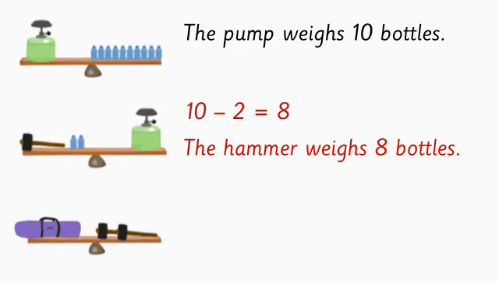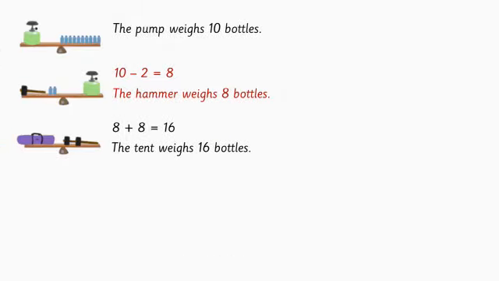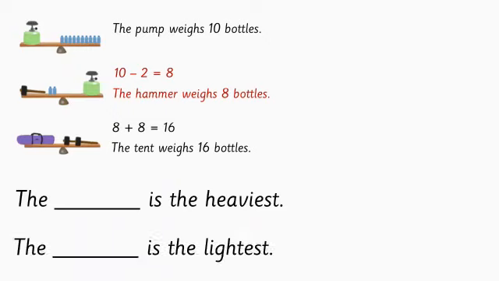This balance is showing that a tent and 2 hammers weigh the same. How are we going to find out how heavy is the tent? 1 hammer weighs 8 bottles, so 2 hammers weigh 8 plus 8 equals 16 bottles. Now you can compare numbers to tell which object is the heaviest and which object is the lightest.